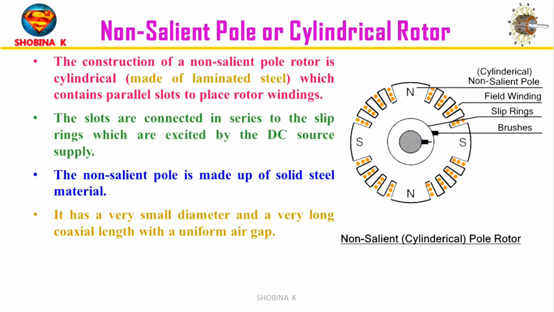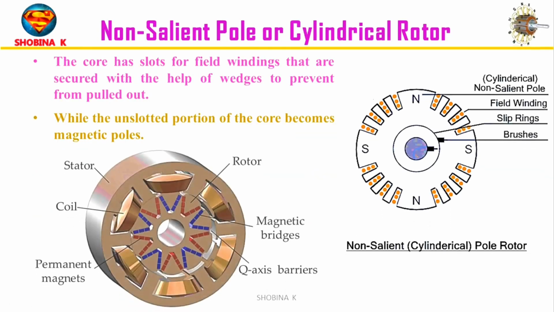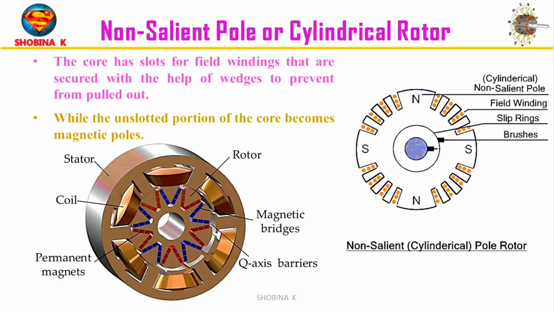And next we have the non-salient pole rotor or cylindrical rotor. Talking about the construction of the non-salient pole rotor, it is cylindrical in shape, in which it contains parallel slots to place the rotor windings. The slots are connected in series to the slip rings, which are excited by a DC source supply. The non-salient pole is made up of a solid steel material, and it has a very small diameter and a very long axial length with a uniform air gap. The core has slots for field windings that are secured with the help of wedges to prevent them from being pulled out, while the unslotted portion of the core becomes the magnetic poles.